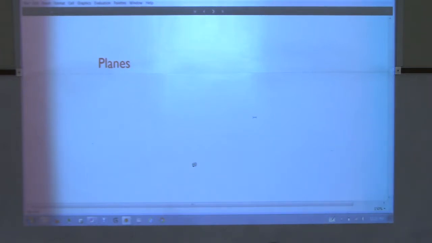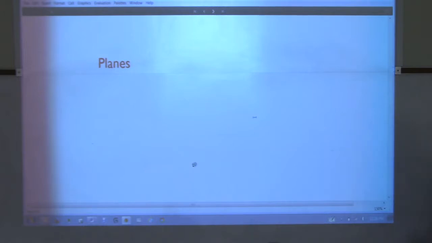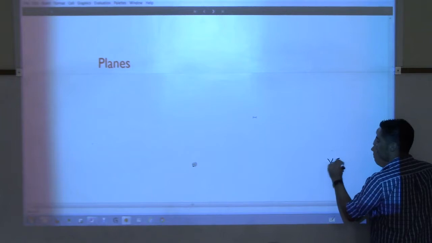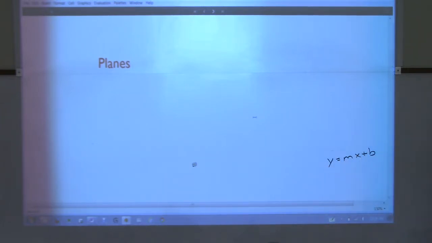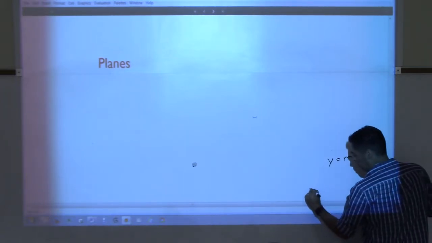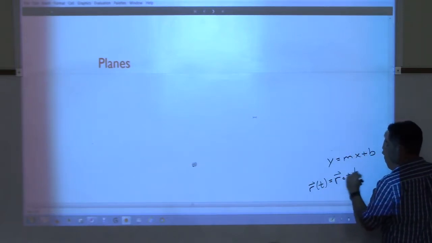Planes. This section is about lines and planes. Does anybody know the equation of a plane? Like when I started talking about lines, right? I said y equals mx plus b, and I said that's the standard equation for a line. We're going to kind of erase that from our minds right now, and we're going to define a new thing called the vector equation of a line. And this is what we're kind of walking away with.